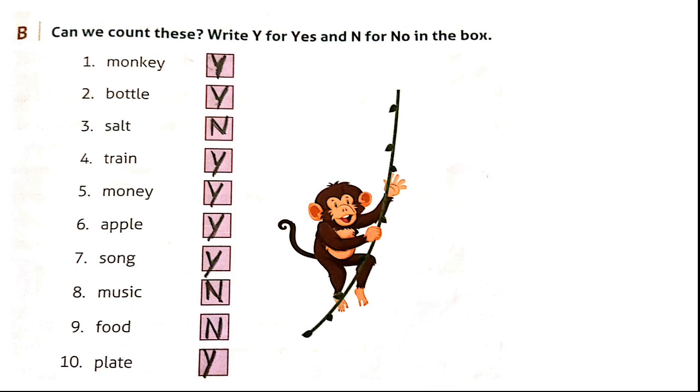Number 2. Can we count bottle? Yes. So we will write Y. But number 3. Can we count salt? No. So we are going to write N in the box. Do the remaining questions by yourself.